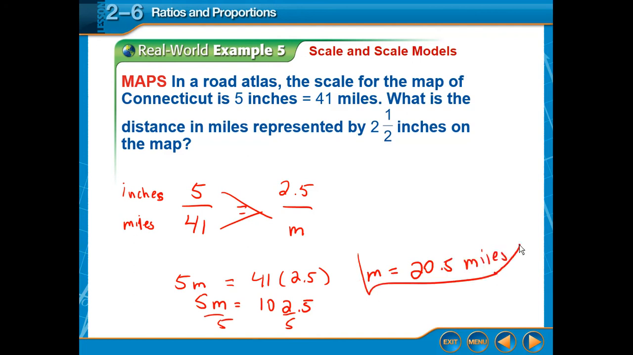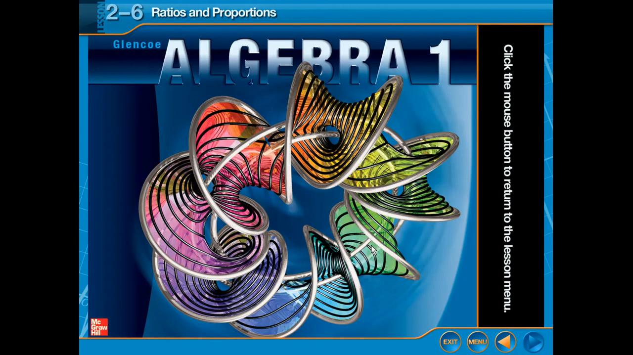Okay, and that is it for this section. So I will scroll through. If you guys are feeling confident, you may stop here.